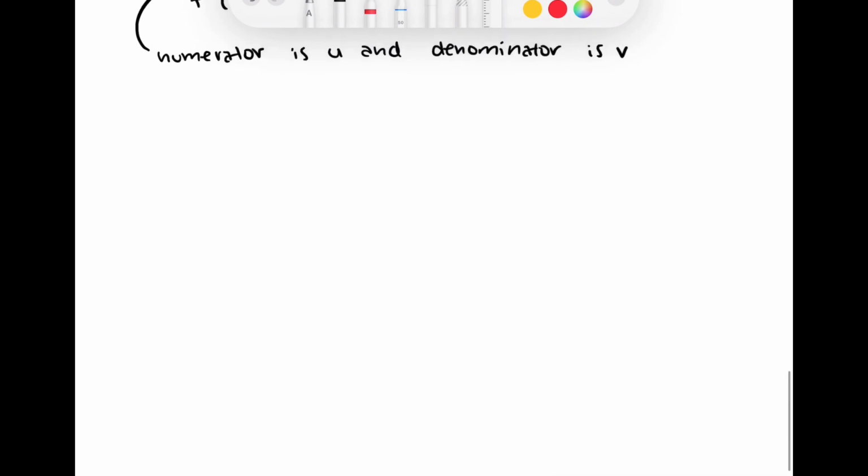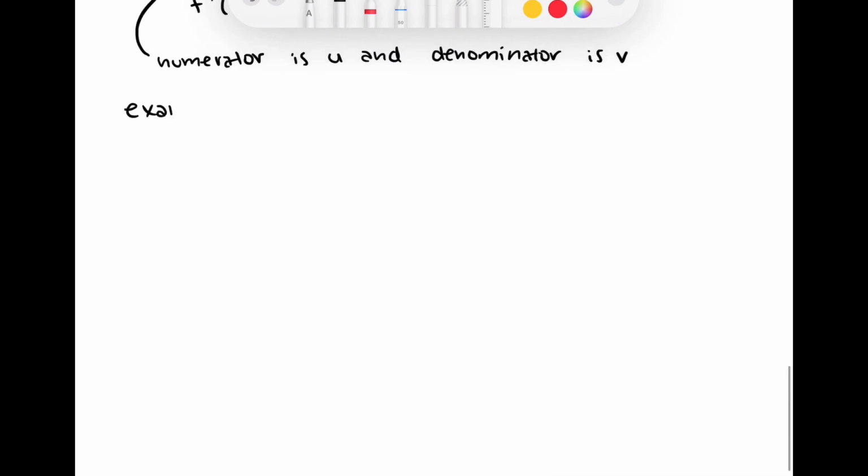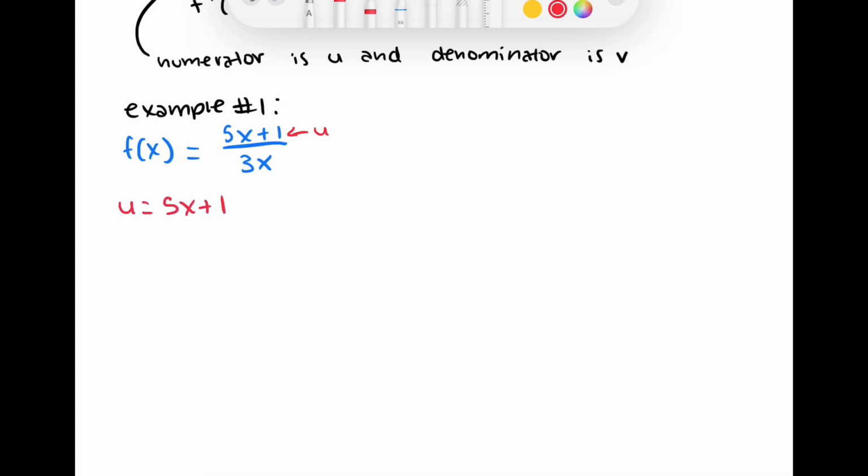So we are going to do an example for this one to show you guys how to do it. So this is going to be our first and only example for the quotient rule. And our example is f of x equals 5x plus 1 over 3x. And so we are going to find our u and our v. That's the first thing. Our u is the top, our numerator, which is 5x plus 1. And now we identify our v, which is going to be 3x. So let's write down our v, 3x.